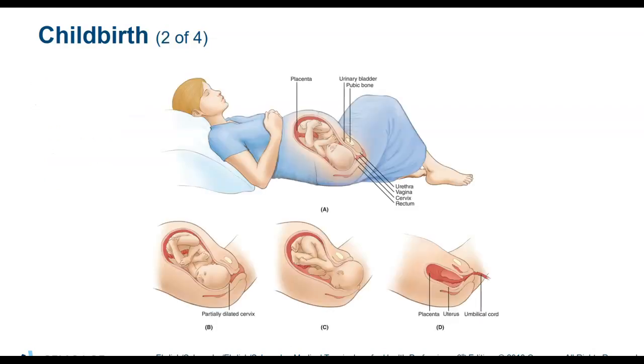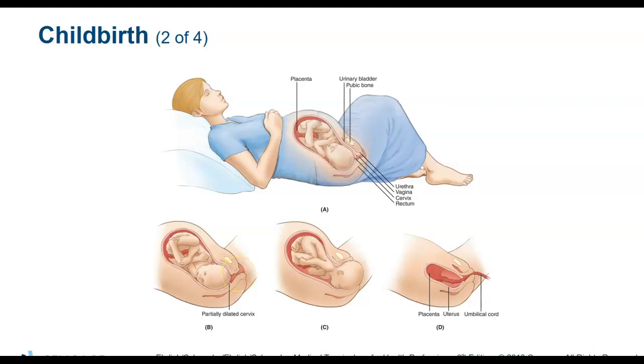Parturition is labor and delivery. Again, there are 3 stages. There's dilation, there's delivery of the baby, and then expulsion of the afterbirth. So you can see here, they make it look so easy. Doesn't she look peaceful? So the placenta is at the top, hopefully, or it's on the side.